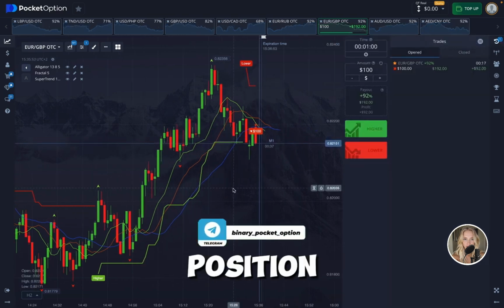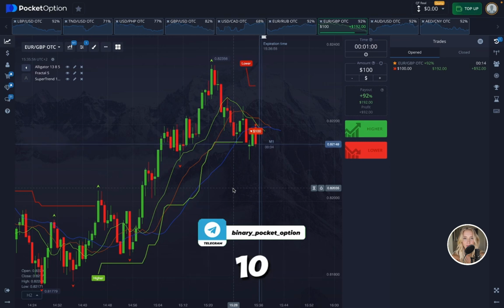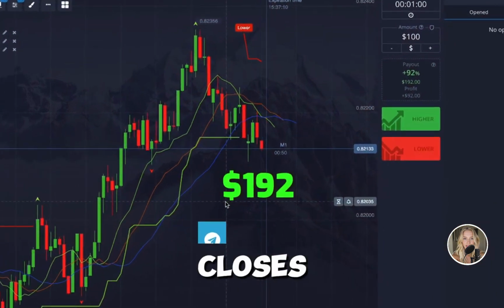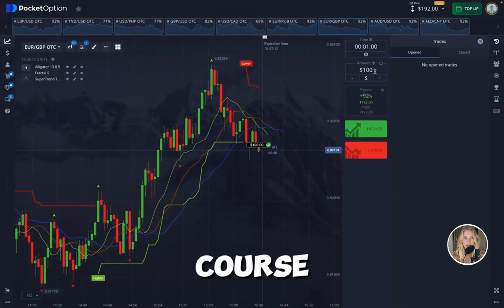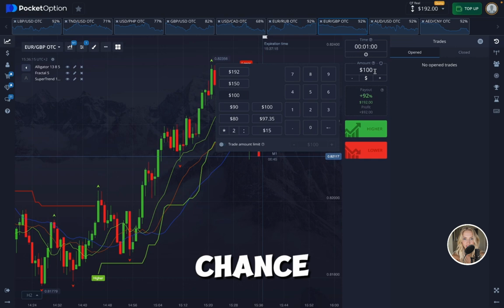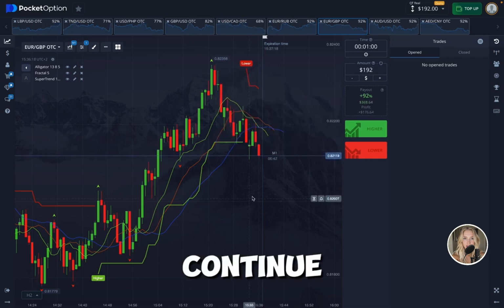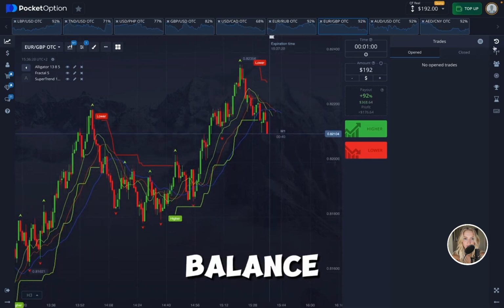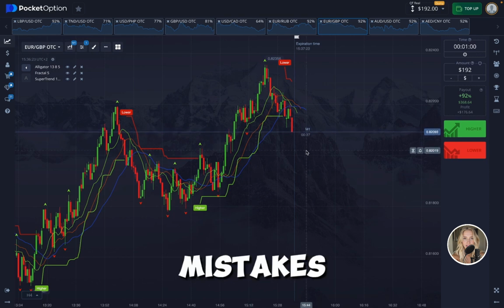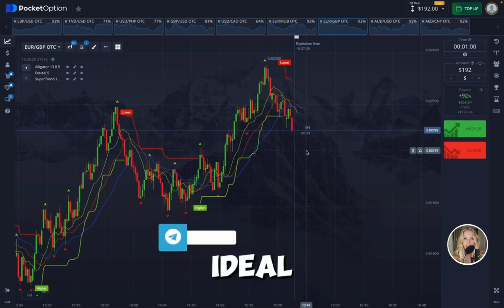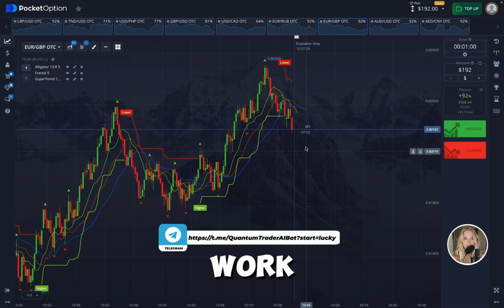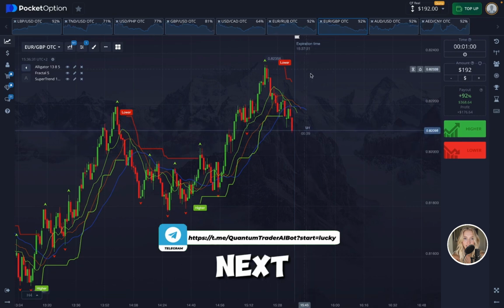The first position closed in the negative. There are about 10 seconds left to the end of the second position. And the position closes in plus without any problems, of course. Here, I had a chance for a mistake, but I will continue to open on the maximum amount of balance, and I will not make such mistakes anymore. I will show you the ideal entry points that will certainly work. Let's continue and pick up the next currency pair.